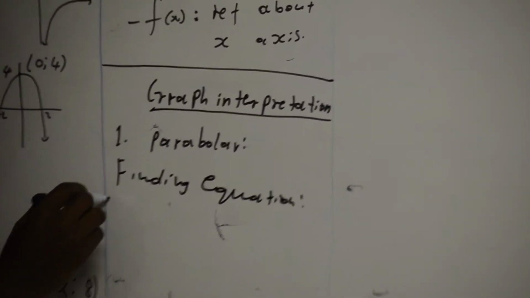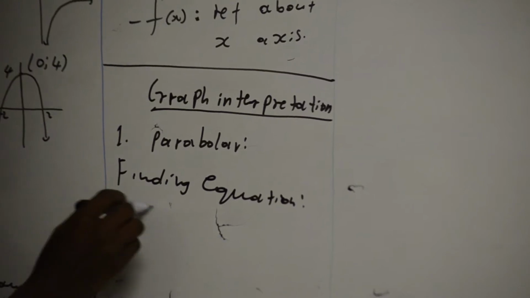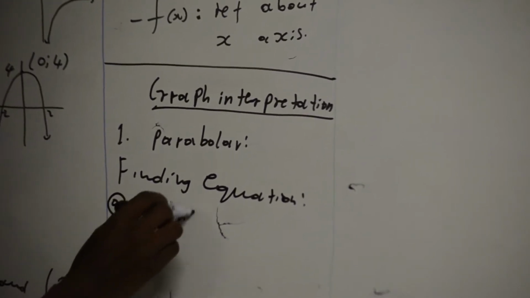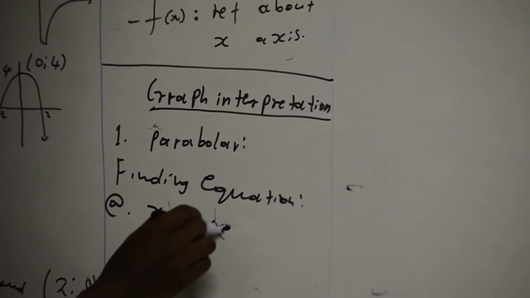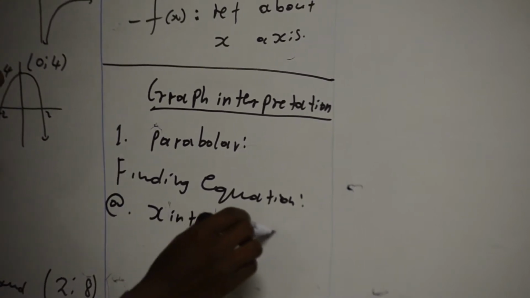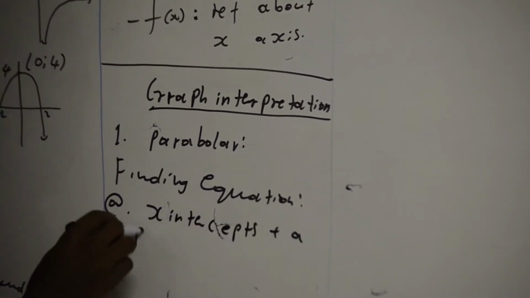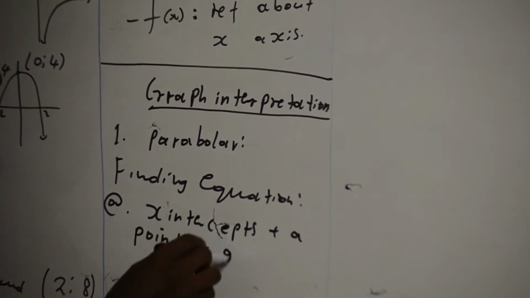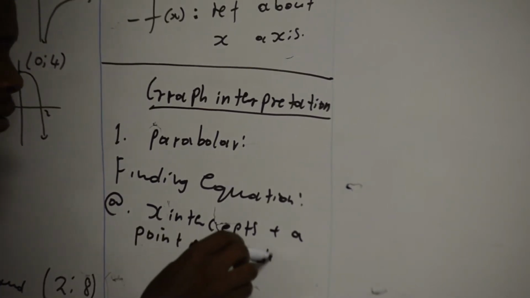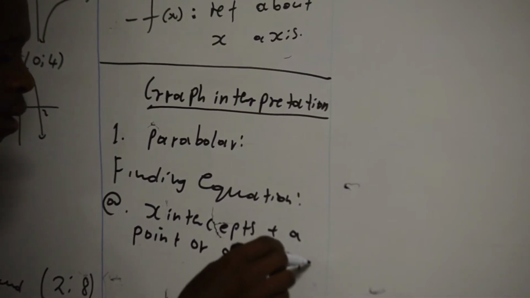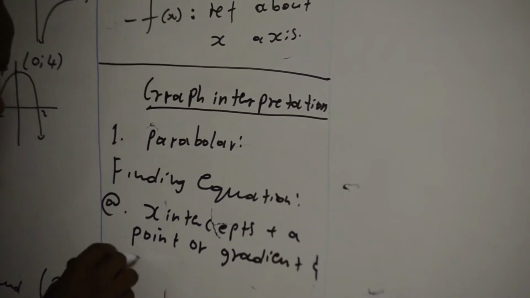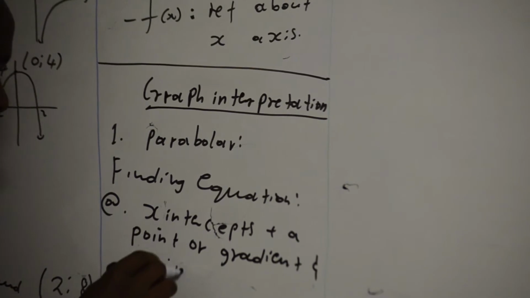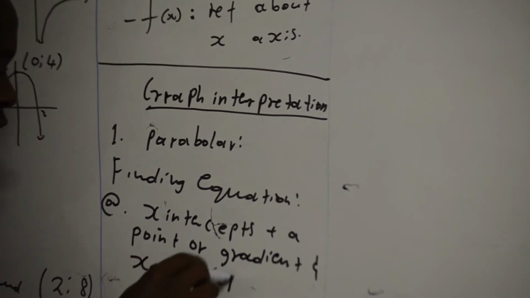Number 1 should be given x-intercepts. X-intercepts and a point. Okanye i-gradient and x-intercepts. Zinto efuneka wenze sure ngazo ezi ukuze ukwazi ufumana equation yakho.